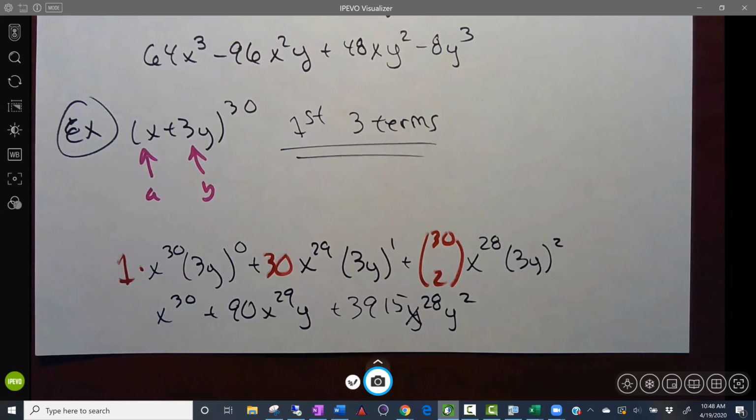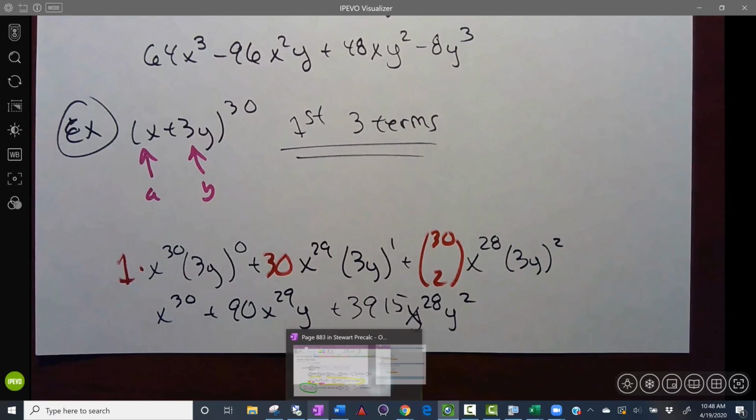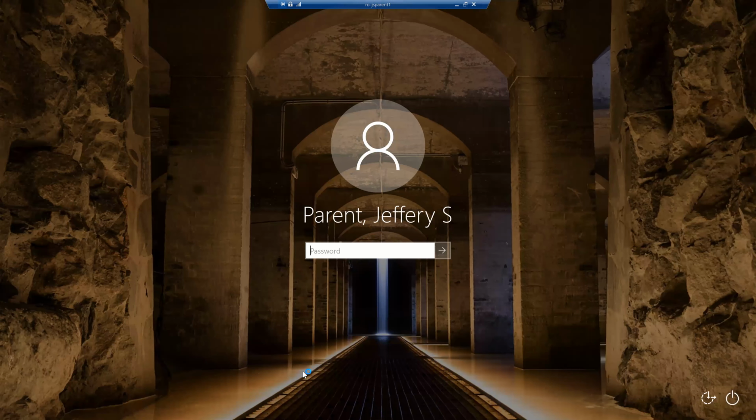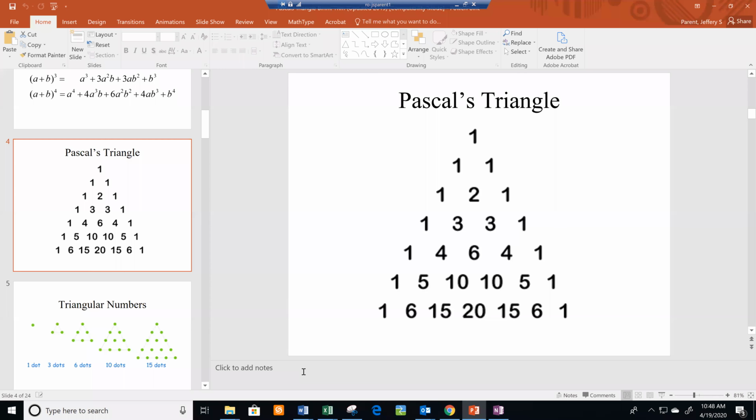There's one more like this that we'll do here. Hopefully you're hanging on with these. Just a quick word about Pascal. Even though this is called Pascal's triangle, it's not really his triangle. This was discovered a long time before Pascal. I have no idea how he got his name associated with it.